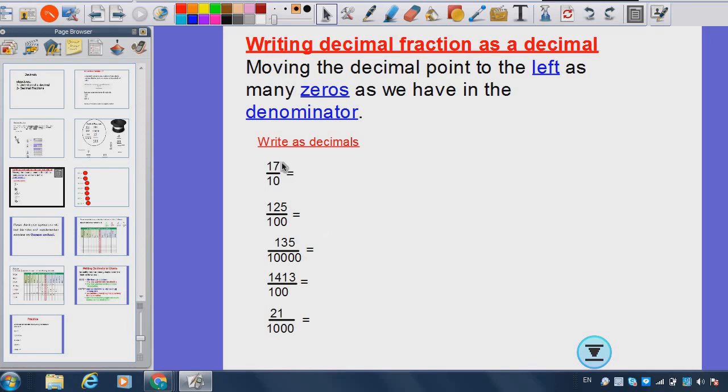Now we are going to write this decimal fraction as a decimal number. We have a simple rule. It says that we are going to move the decimal point to the left as many zeros as we have in the denominator. What do we mean by that?